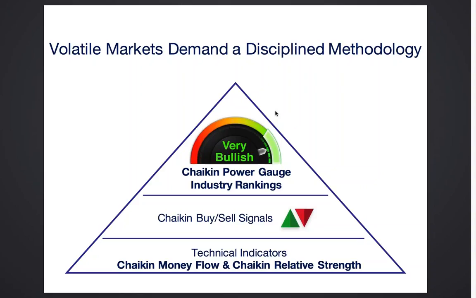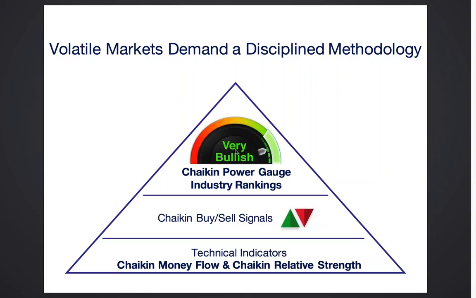But whether you're in a volatile market or a market that's just going straight up for 7 days in a row, you need a disciplined methodology. This is what Jack Schwager was talking about in his Market Wizards book. So this pyramid encapsulates our Chaikin methodology. At the top of the pyramid, the power gauge rating. Its output is a simple gauge, just like the gas gauge on your car. And then sector and industry group ranks.